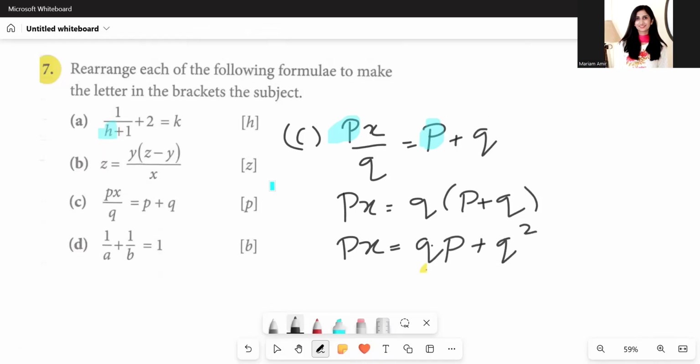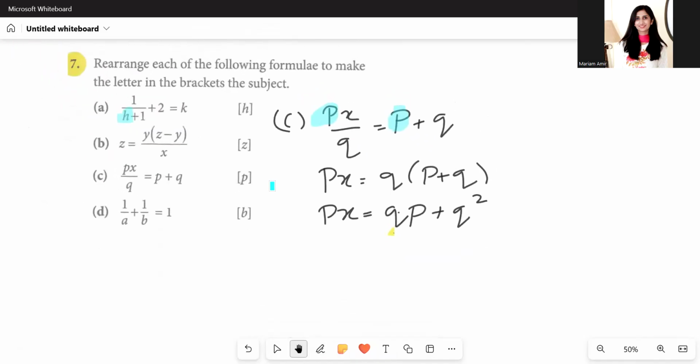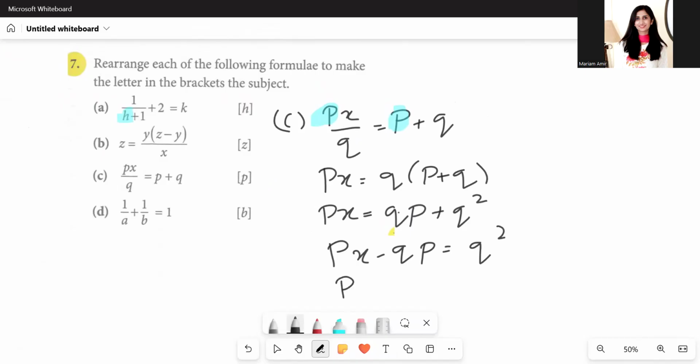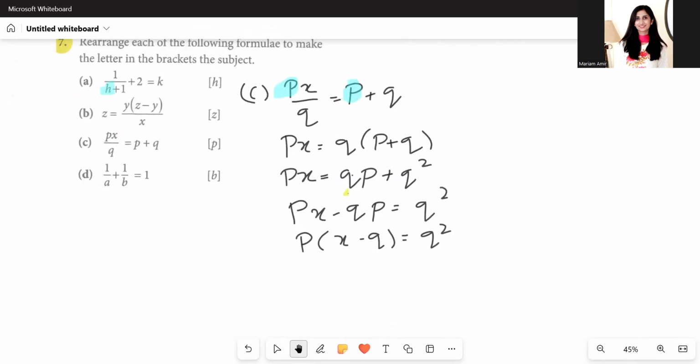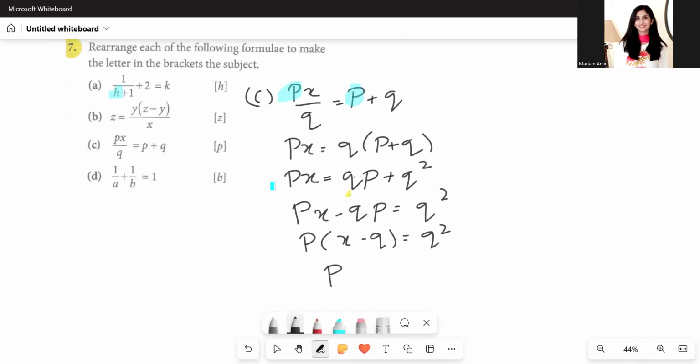Now we can move the P terms to the same side. Px. I said this wasn't that hard. Yeah, try that. If that's possible, always go for that. Okay, so P equals Q squared. Yeah, this is the answer.